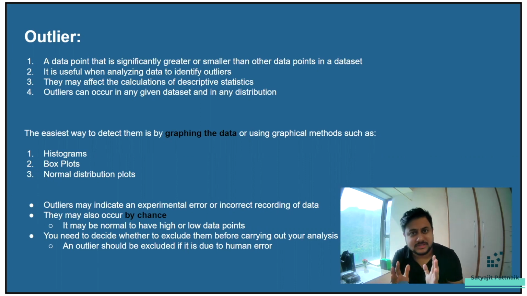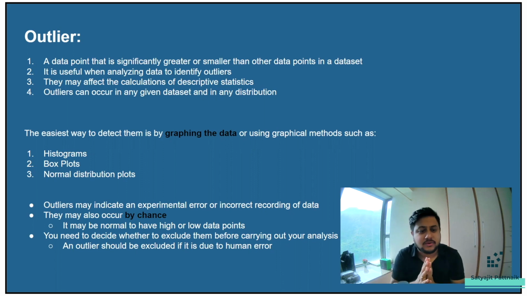So in this video we will be covering what the different types of outliers are, how we identify them, and how we get rid of them in the data analysis part. So let's get started. The easiest way to detect them is by graphing the data, using graphical methods such as histograms, box plots, and the normal distribution plot.